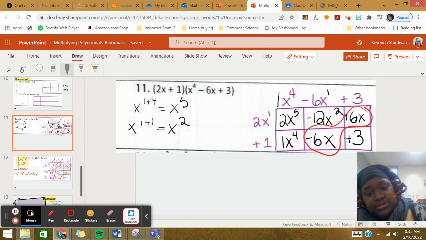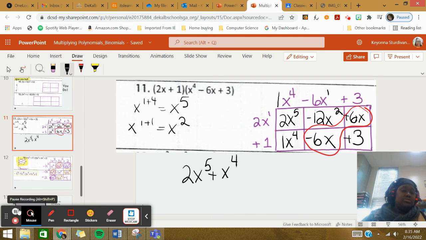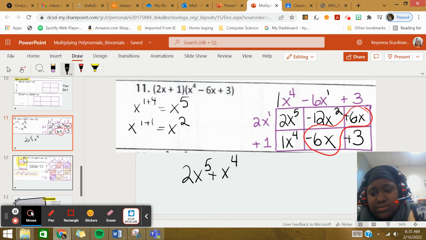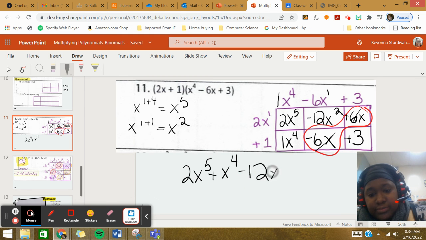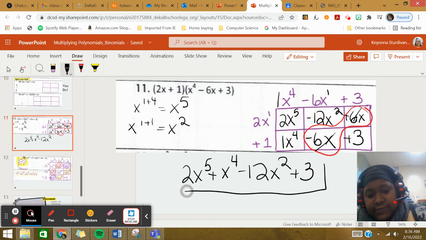So our final answer, we get in standard form 2x to the fifth plus x to the fourth. Okay, negative 6x plus 6x is going to actually cancel out. And then we're left with just plus 3. I'm missing a piece. I apologize. So let's go back. We got x to the fifth power, x to the fourth power. Oh, and then we have minus 12x squared. Fifth, fourth, second. These two cancel, and then we have plus 3. So that's the final answer for this one.